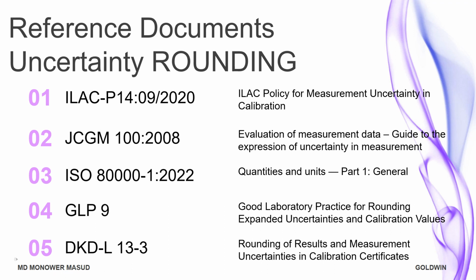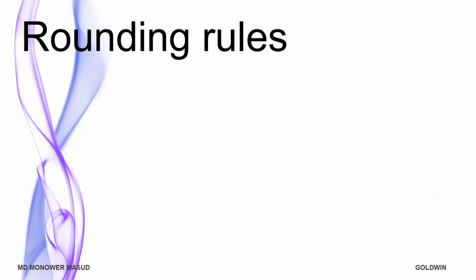Number 3. International Organization for Standardization or ISO Standard, Quantities and Units, Part 1, General, ISO 80000-1:2022. Number 4. Good Laboratory Practice, GLP, Procedure. GLP-9, Good Laboratory Practice for Rounding Expanded Uncertainties and Calibration Values, GLP-9:2019. Number 5. Physikalisch-Technische Bundesanstalt, DAkkS DKD Guidelines, Rounding of Results and Measurement Uncertainties and Calibration Certificates, DKD-L 13-3, edition 11/2021.